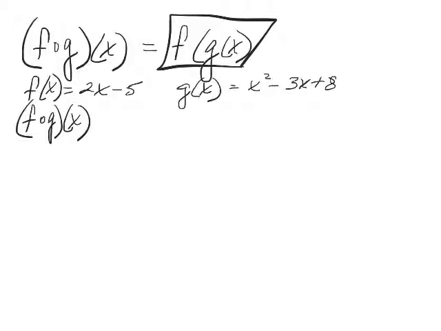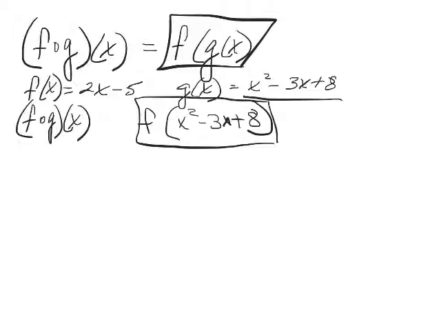Now if you remember in previous courses, we started with the g of x first, and then we went from there. So f of x is 2x minus 5, g of x is x squared minus 3x plus 8. So what we're going to do is write the f, and then write g of x: x squared minus 3x plus 8. So we're taking this right here and replacing g of x with that. Okay, now this is what we're going to plug in for here. So f of x squared minus 3x plus 8.